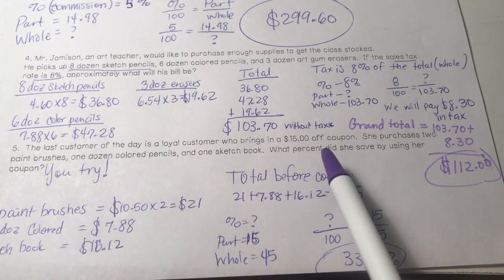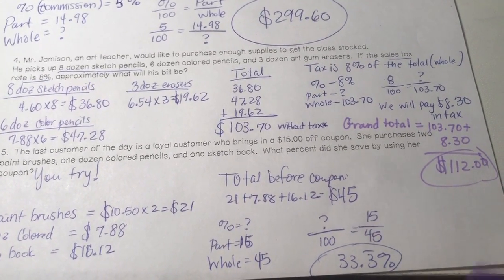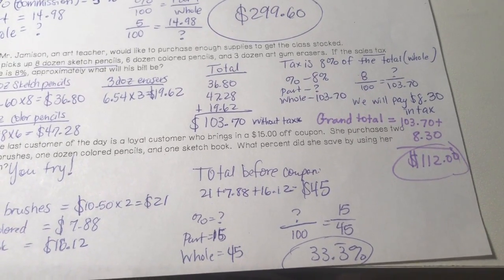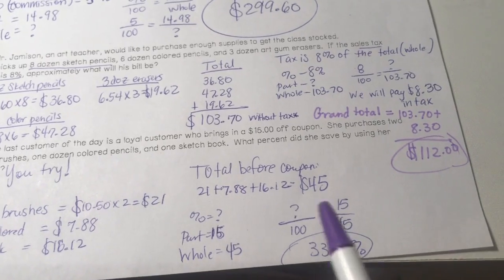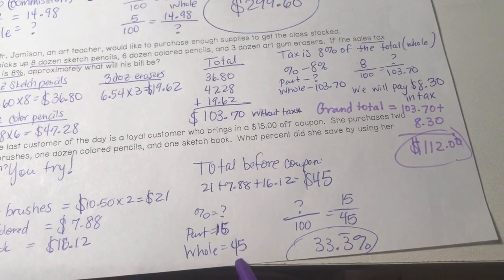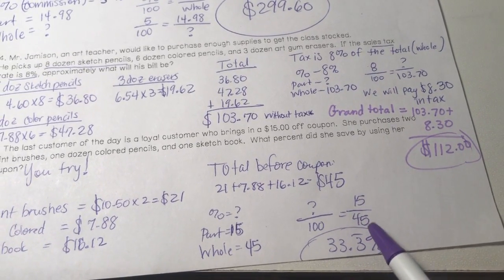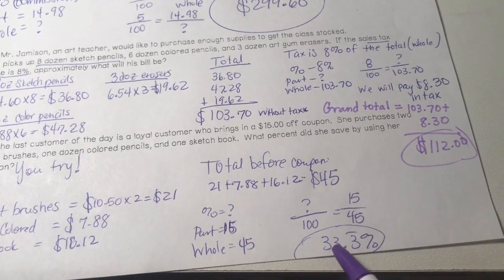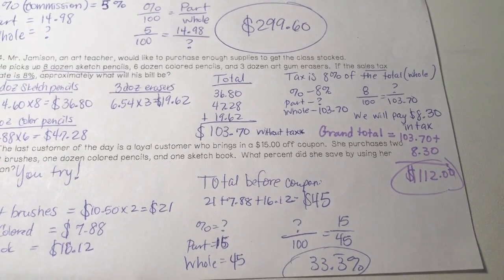Alright, let me go back to the question. She brings in a $15 off coupon. So she's going to get $15 off this $45. Now you're going, yeah, she's going to pay $30. Yeah, that's right. But I want to know what percentage off this coupon was. So I'm looking for percent. The part I'm saving is 15. The whole is 45. Again, percent over 100 equals part over whole. Cross multiply and divide. The coupon was worth 33.3%, which is how much she's saving.